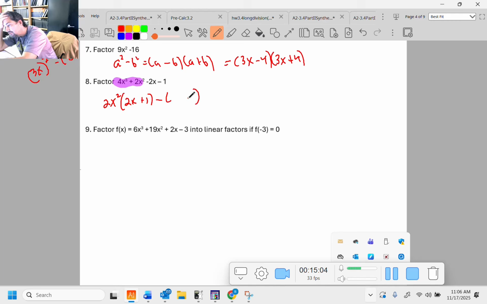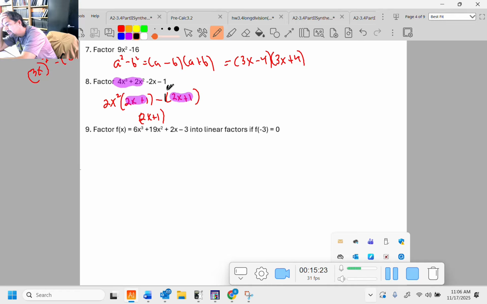This won't be negative 2x minus 1 anymore, it'll be 2x plus 1. Think about that. Minus 2x minus 1. Now that you've gone from 4 terms to 2 terms, the common factor is 2x plus 1. And the stuff left over is 2x squared minus the understood 1.